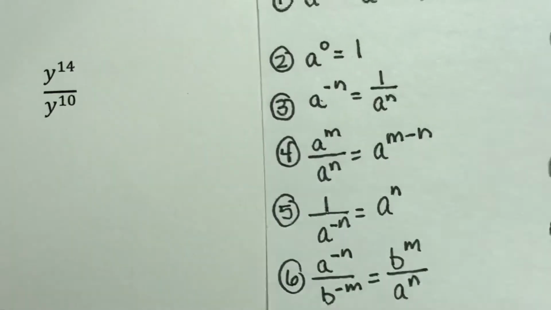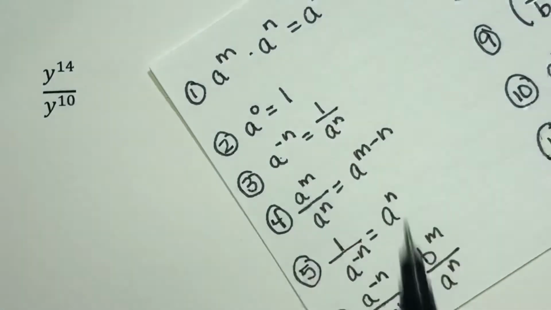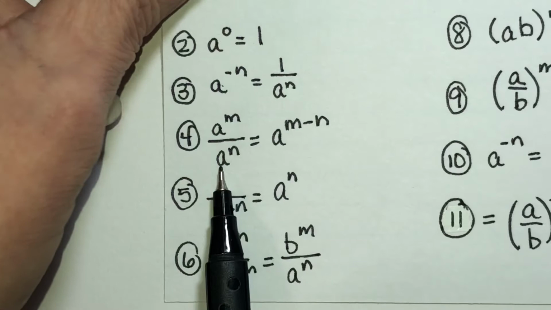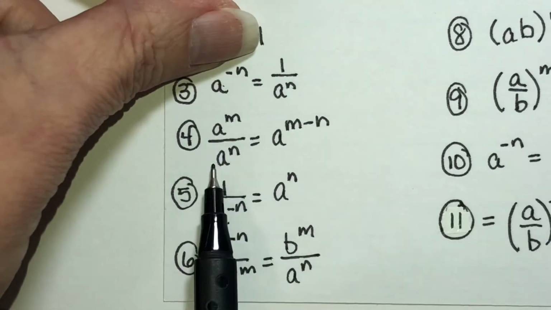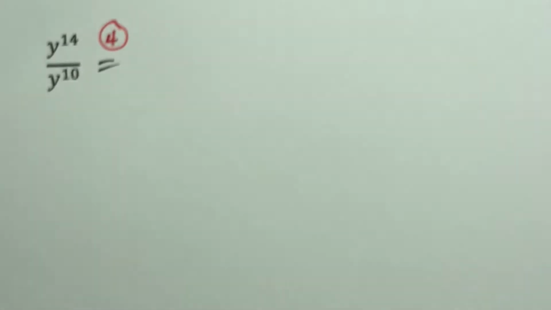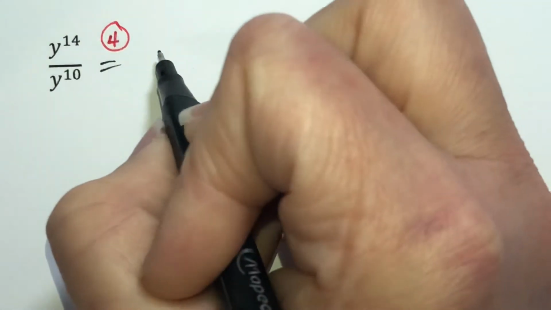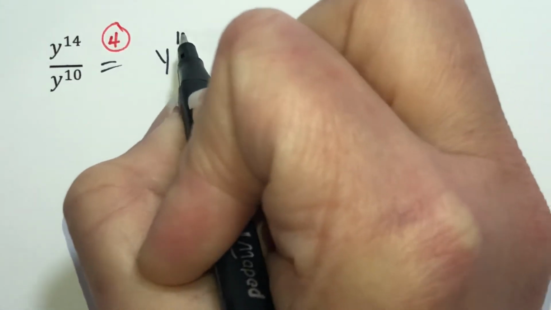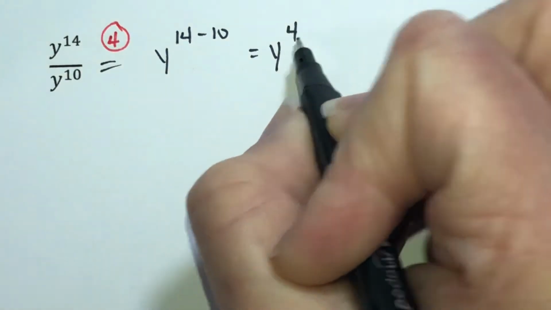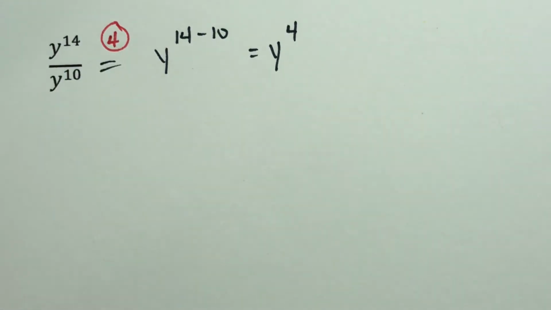We're asked to do y to the 14th over y to the 10th. Notice that these have the same base. If we look at our properties, property number 4 tells us what to do if we have the same base on the top and the bottom. We subtract those exponents. So this is going to be property number 4. So that's y to the 14 minus 10, which gives me y to the 4th power. And that should be my answer.